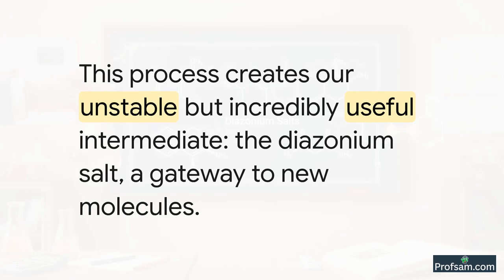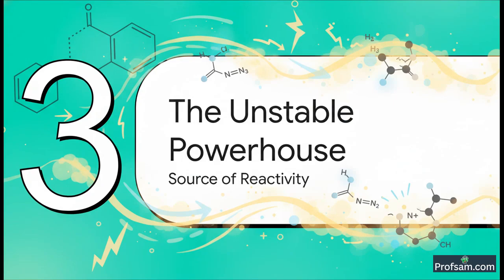We create our target molecule, the unstable, but as you'll see, incredibly useful intermediate, the diazonium salt. Now, I've used the word unstable a few times, and you might be thinking, isn't instability a bad thing in chemistry? Well, in this case, that instability is the secret to its power.